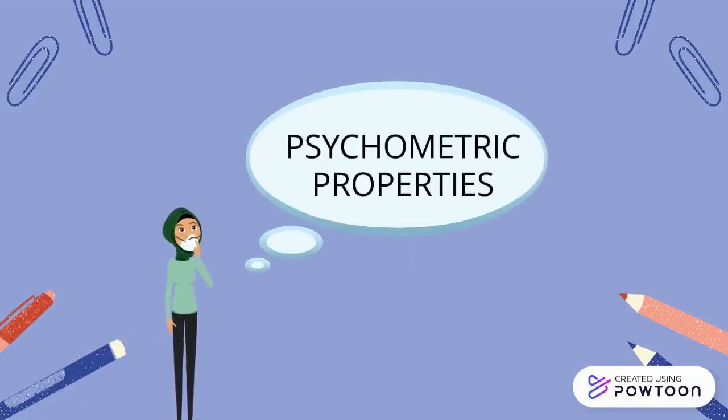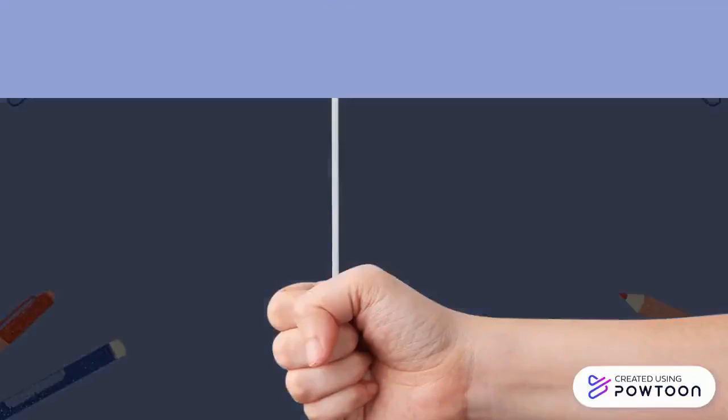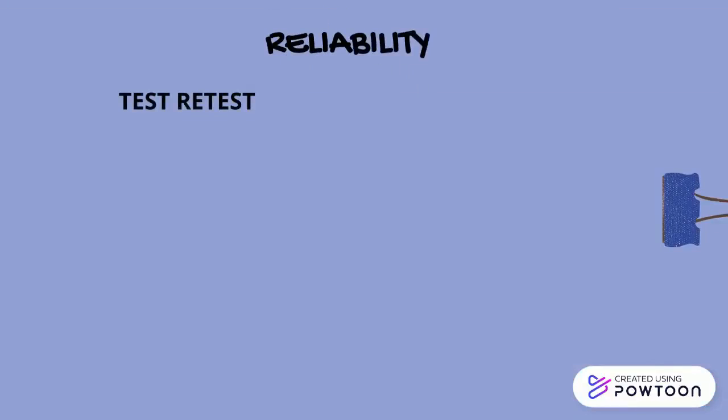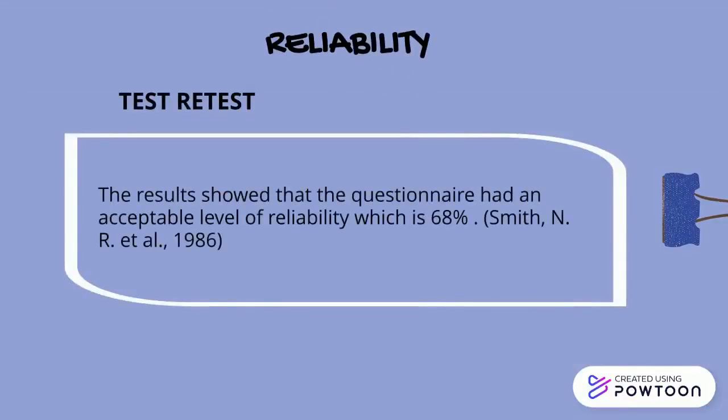Psychometric properties. Test-retest reliability. The result showed that the questionnaire had an acceptable level of reliability, 68% of the typical day activities matching during the first and second administration.